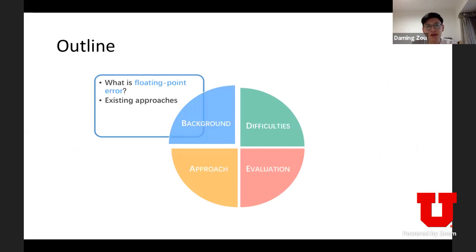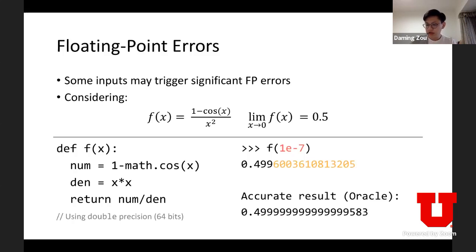And this is the outline of this talk. In the first section, I'm going to introduce floating point errors and most existing approaches. Here is an example. We know that there are always floating point errors, and sometimes the error can become significant. This example function contains only 4 basic operations. When we try a specific input like 10 to the -7, the result becomes significantly inaccurate. It only contains 3 valid digits.